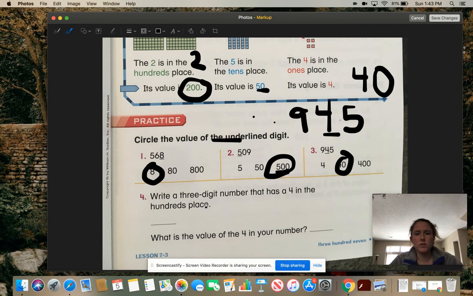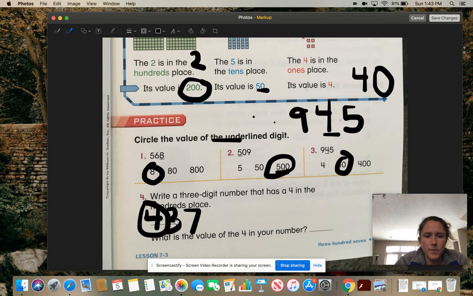Write a 3-digit number that has a 4 in the hundreds place. Okay, so you're going to make up your own. I'm going to do 437. What is the value of this 4? Well, there are 2 numbers behind it, and it's in the hundreds place. So I know that that is worth 400.